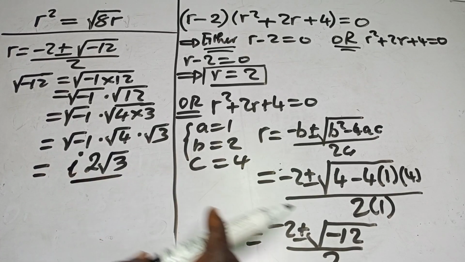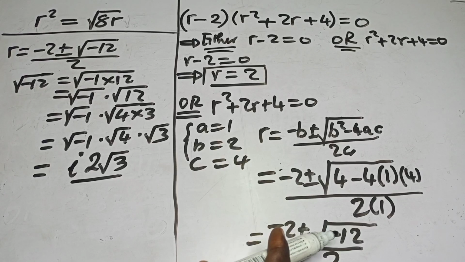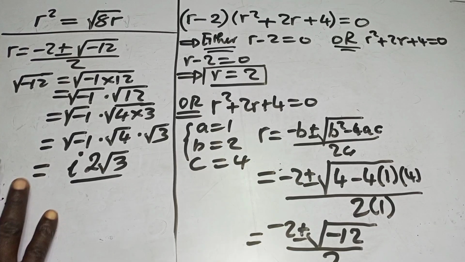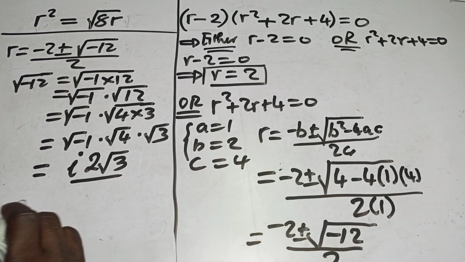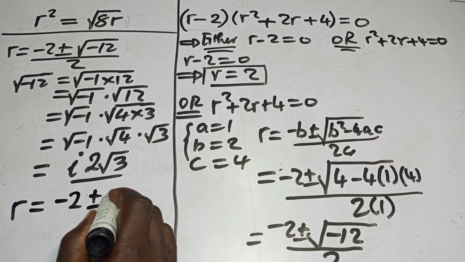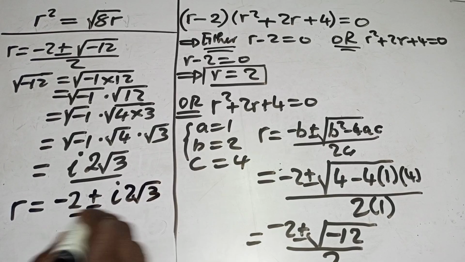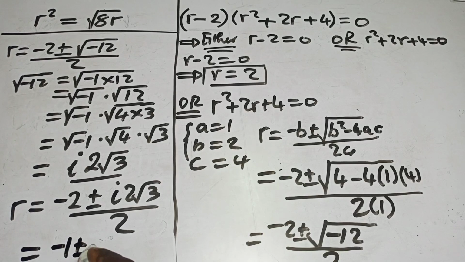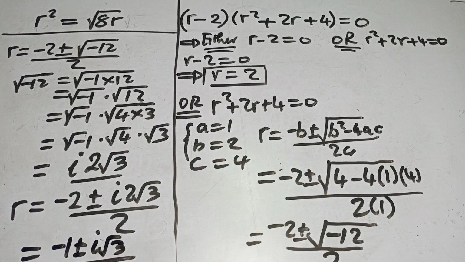So let us put that in this expression for r. So we say r is equal to negative 2 plus minus i 2 root 3 all over 2. We see 2 is here, is there, and is here, so we can divide all around. So r is equal to negative 1 plus minus i root 3. Okay, now that is it for the solutions of r.